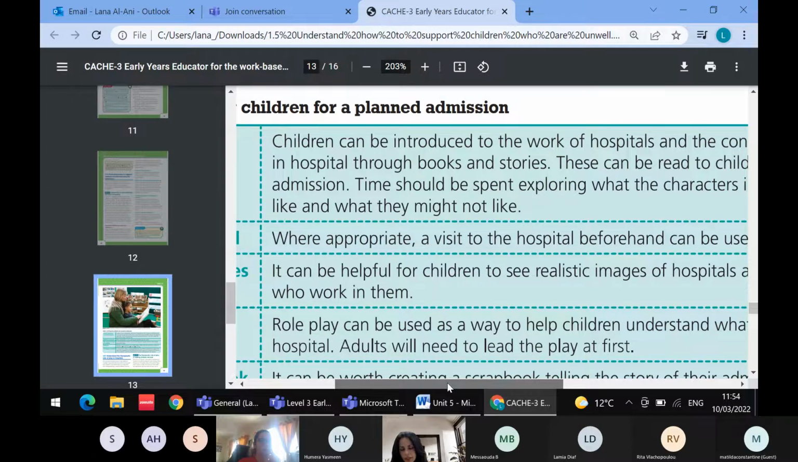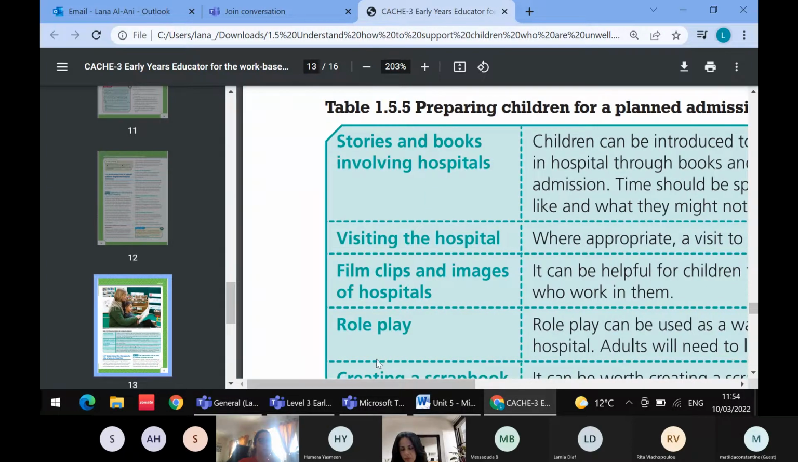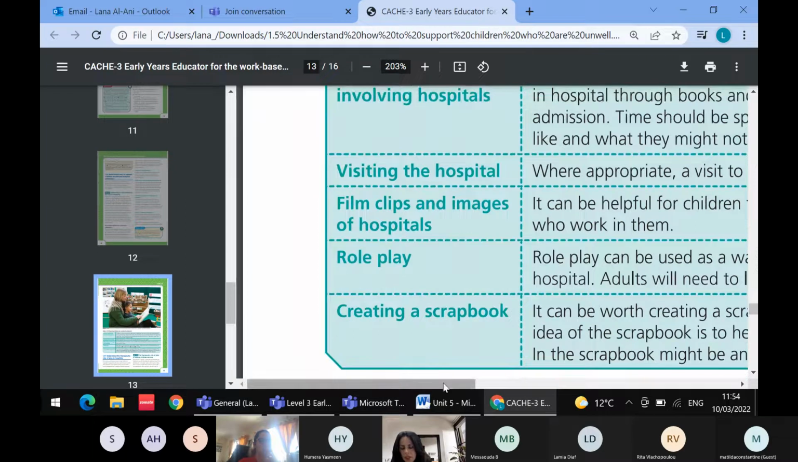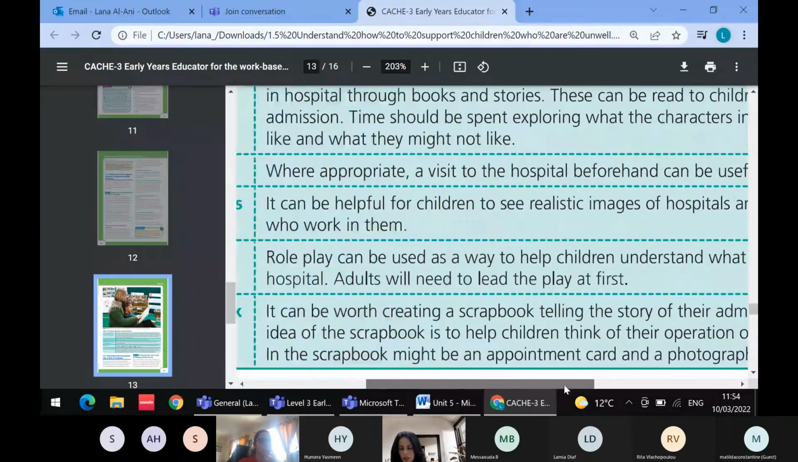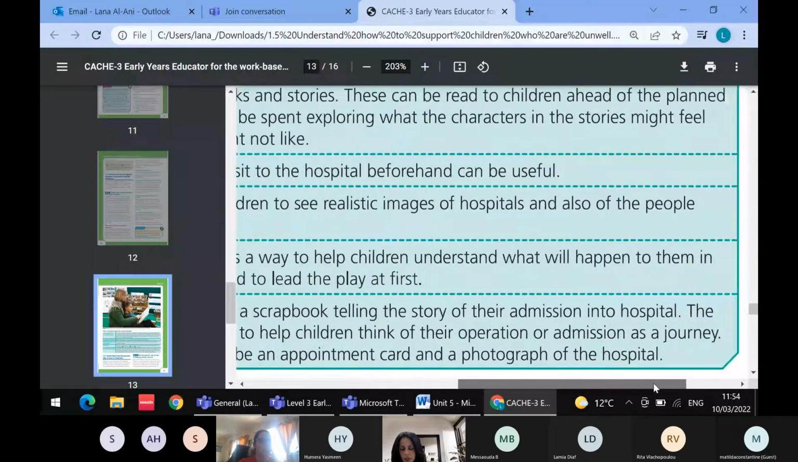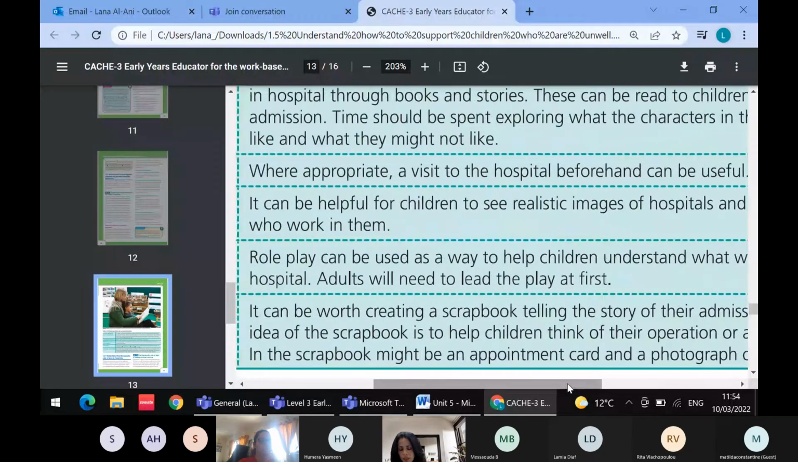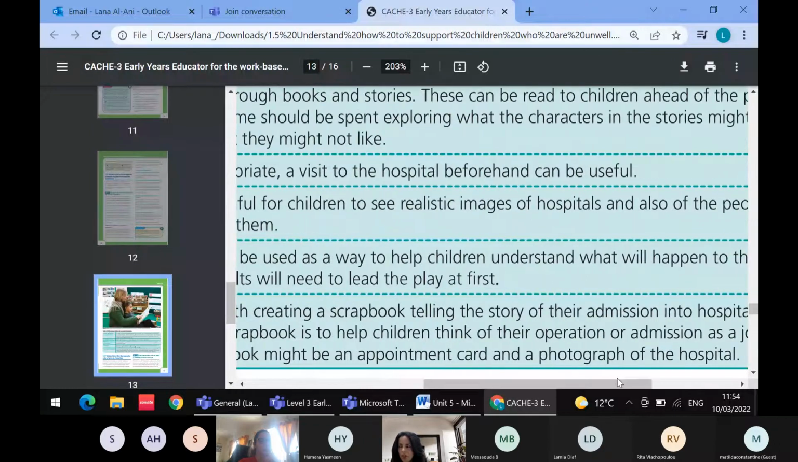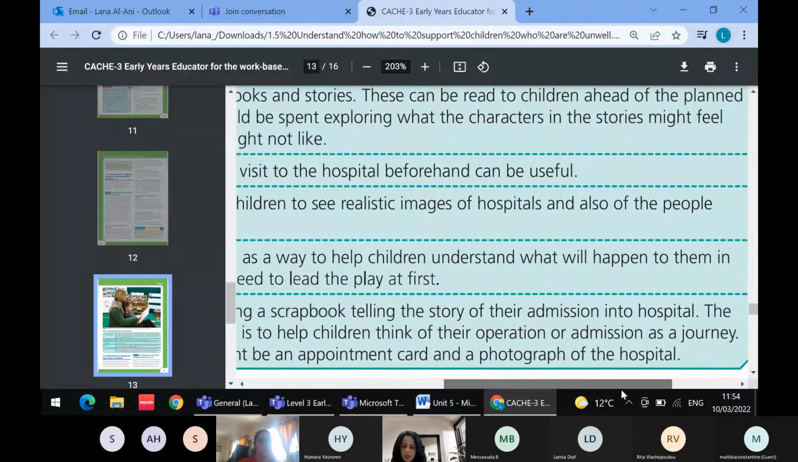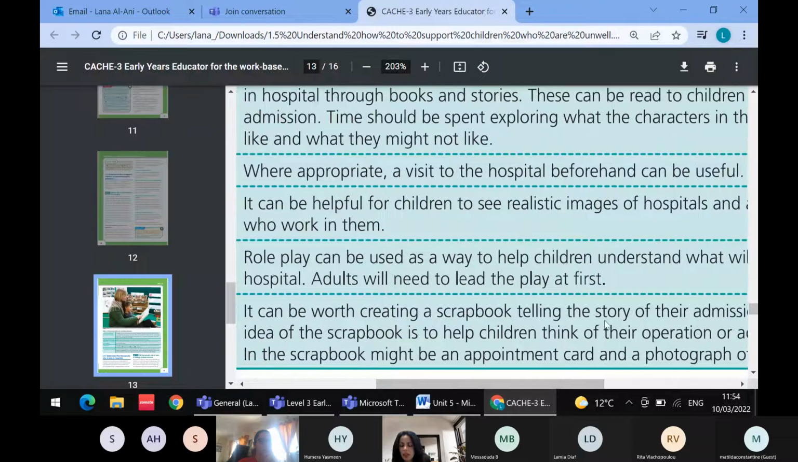Also about creating a scrapbook. What does it mean? It can be worth creating a scrapbook, telling stories about the admission into the hospital and ideas that help the children. Every child can think about ideas and you put them in about their operation. How many children had an operation in the nursery? Then you can ask them to provide ideas, what they did in the hospital, how good was it? And they can write about their own story, yeah?